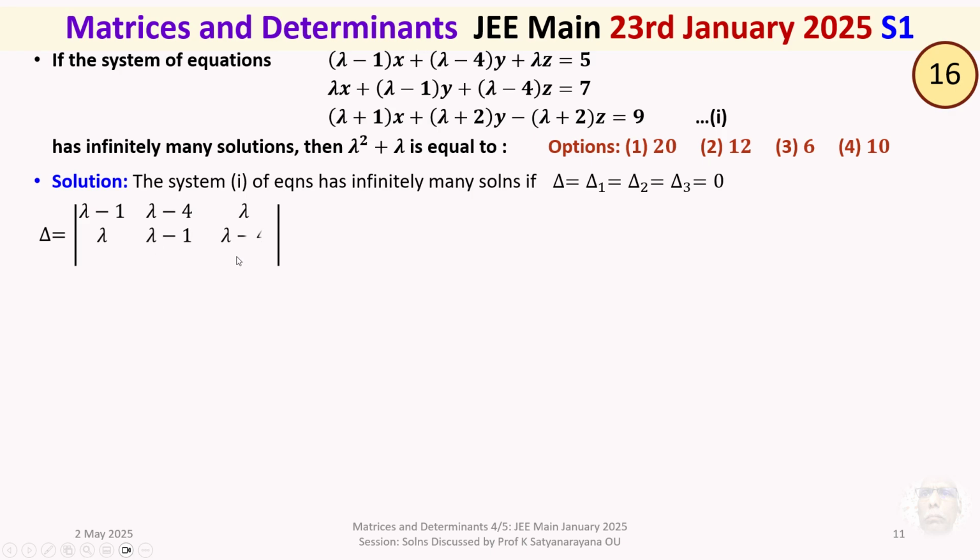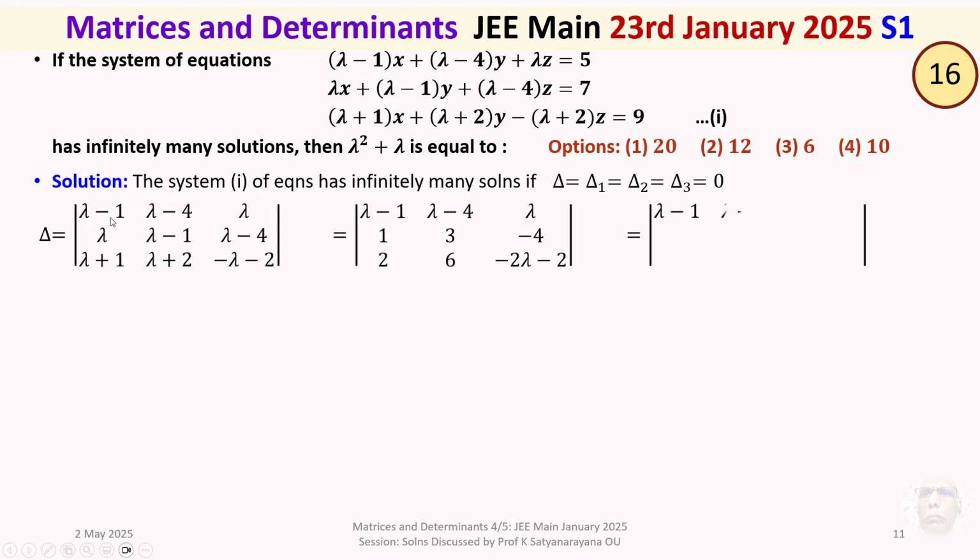Take delta, the determinant of the coefficient matrix: lambda, lambda minus 1, lambda minus 4, lambda plus 1, lambda plus 2, minus lambda minus 2. I have done an elementary row transformation: R2 is R2 minus R1, R3 is R3 minus R1. Then I get these things.